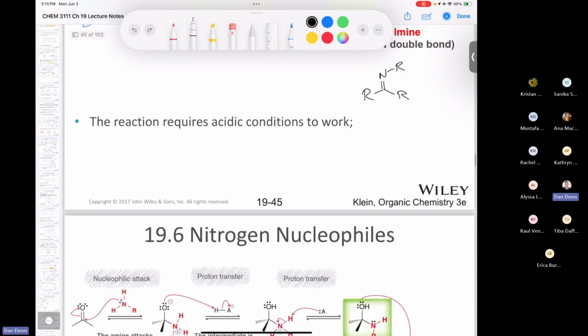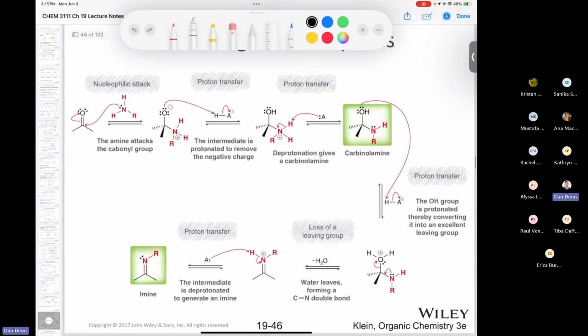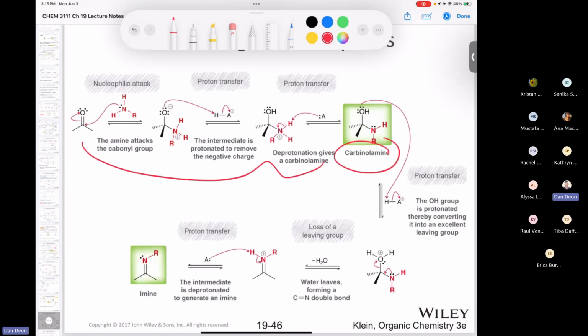Now, the book goes into quite a bit of detail about the mechanism of this reaction. I don't really quiz my students on the mechanism of this one. I'm more concerned with you knowing the mechanism of acetal formation. And this is very similar. You'll see that there's 3 steps to form an intermediate. Instead of a hemiacetal, this time it's called a carbinolamine.